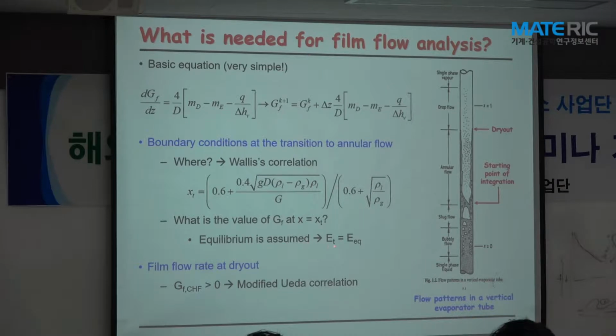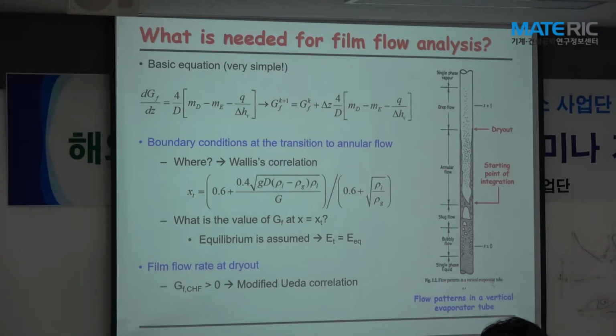But in my case, my assumption is this one. In my opinion, this is better. Okay. And the next one is also a very important topic. I said dryout occurs when the film flow rate becomes 0. This is also not true.